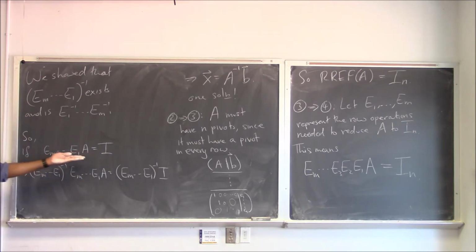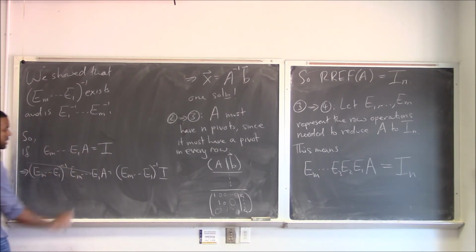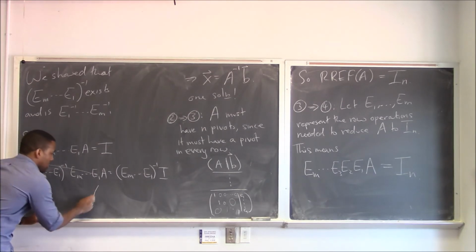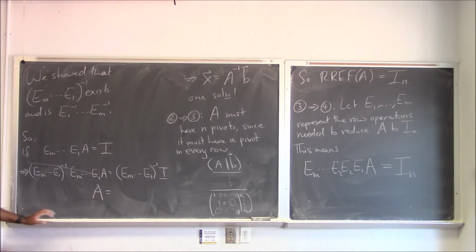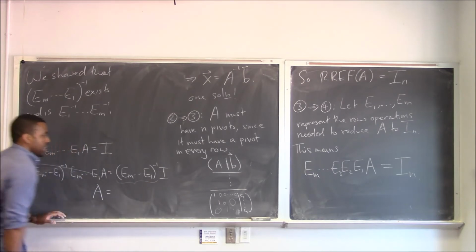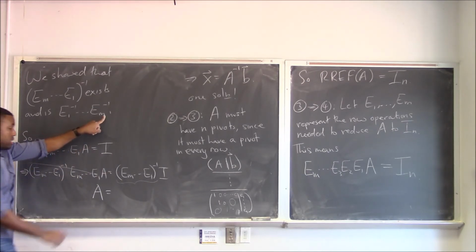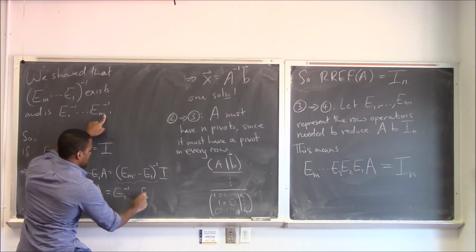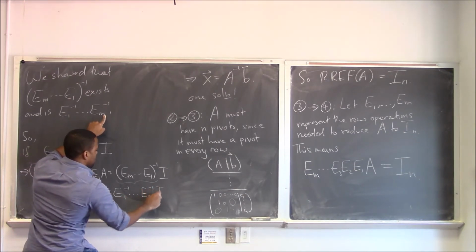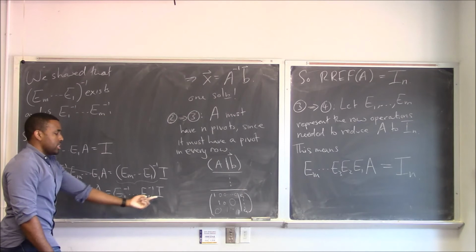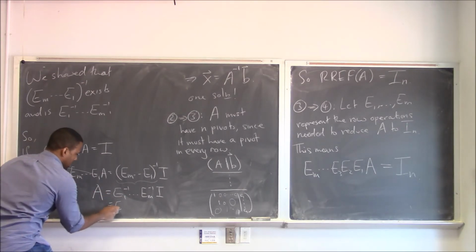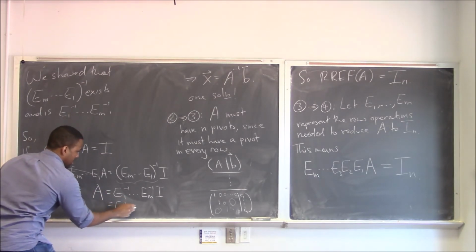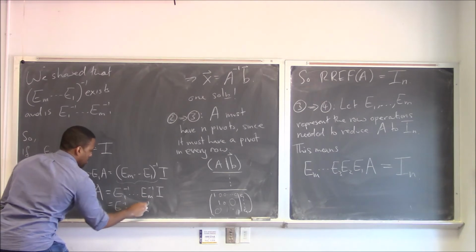Right? So if this equation holds, multiply both sides on the left by that guy. This guy is going to cancel and give me the identity, so I'm going to end up with A equals this guy, which I know is a product of these guys. So it's E1 inverse multiplied by EM inverse times I. But saying a bunch of things times I is just saying those things, right? It's just E1 inverse times EM inverse.